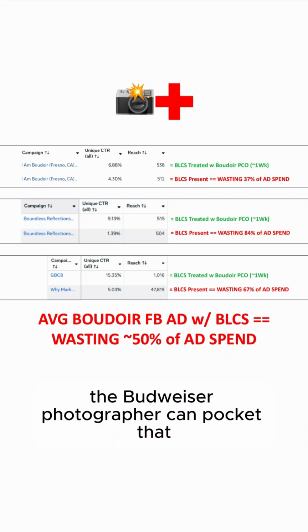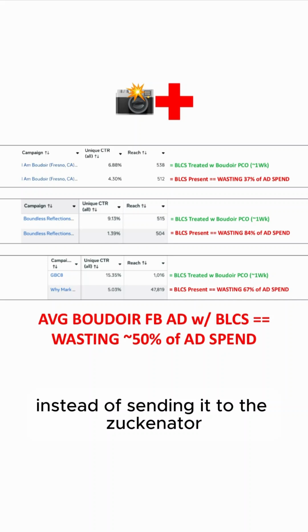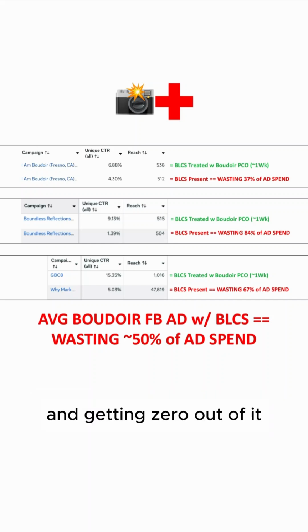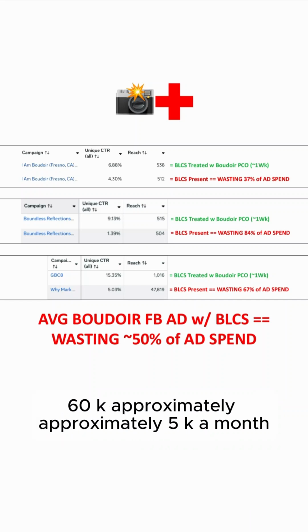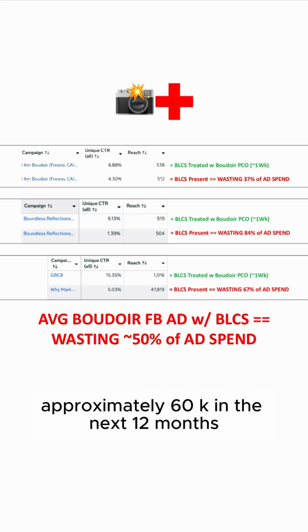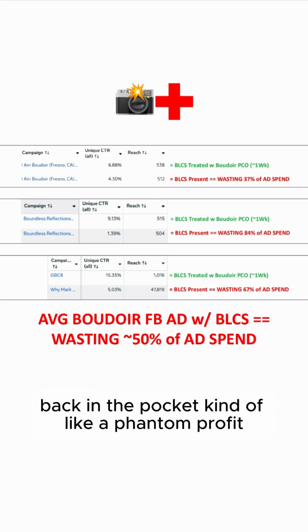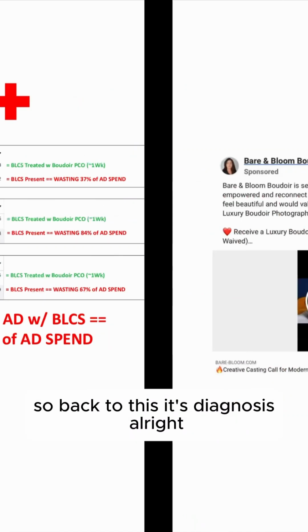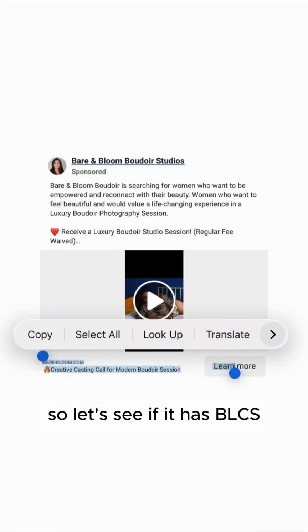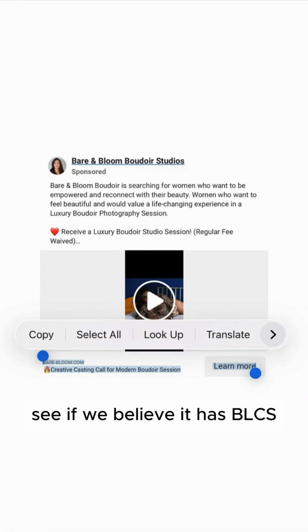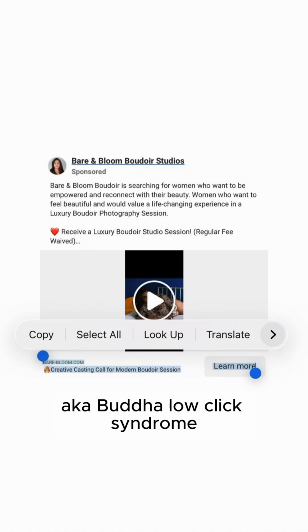The Boudoir photographer can pocket that instead of sending it to the Zuckinator and getting zero out of it because it's 100% being wasted. Approximately 5K a month, approximately 60K in the next 12 months. Back in the pocket, kind of like a phantom profit, Boudoir Pico profit. So back to this. Let's diagnose this. I'm going to see if we believe it has BLCS, aka Boudoir low click syndrome.